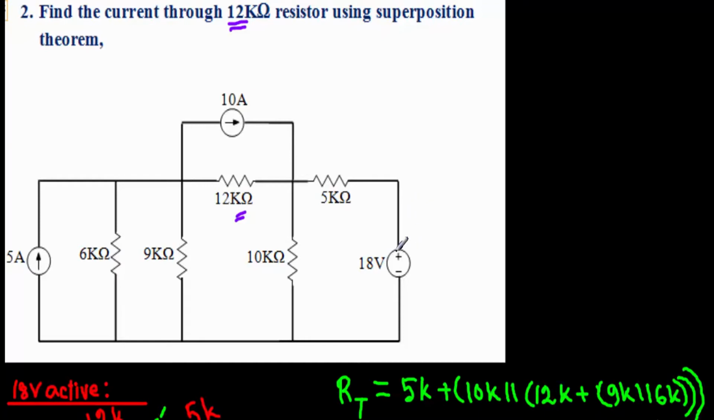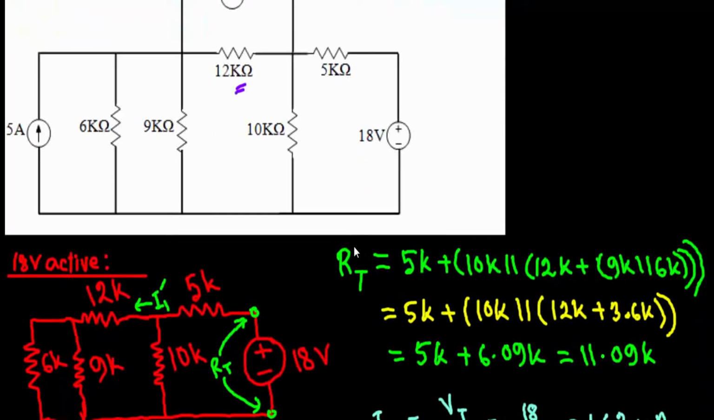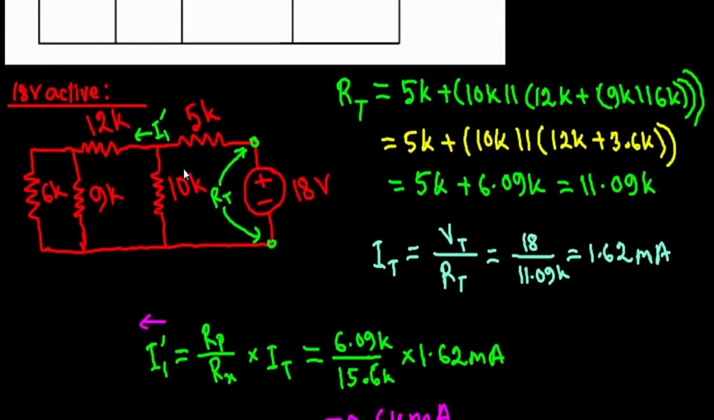Let's say at first I will keep this 18 volt source active, then this 10 ampere and this 5 ampere current source will be replaced by an open circuit. Therefore our circuit will look like this circuit. Here we have to calculate the current through this 12 kilo ohm resistor. If I want to calculate the current through this 12 kilo ohm resistor, we have to know the value of total current in the circuit.